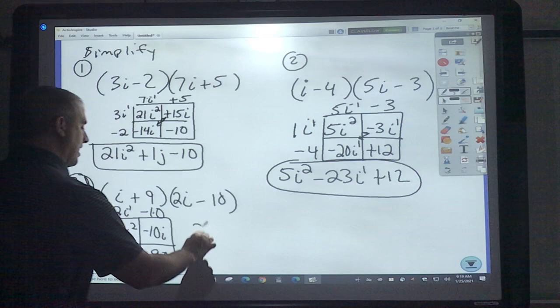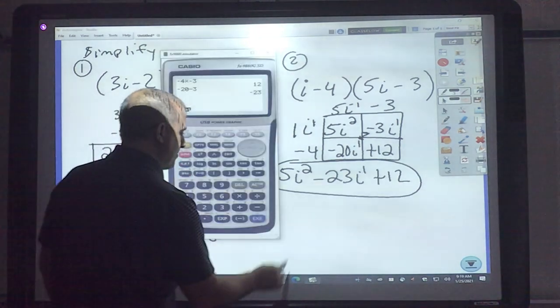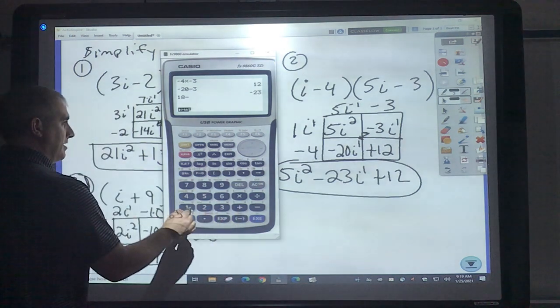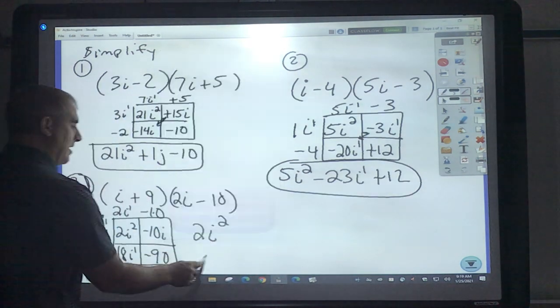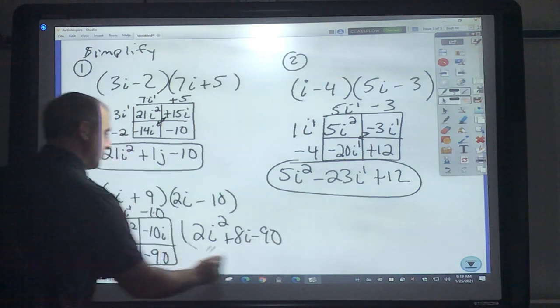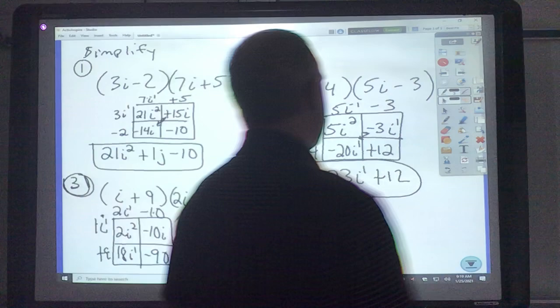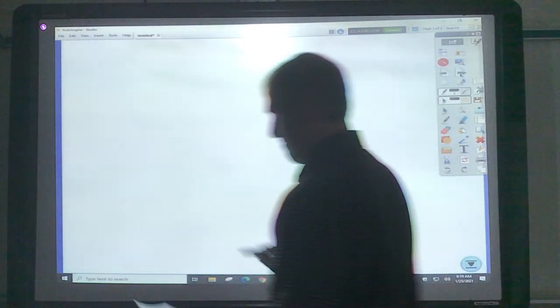Once again, I got 2i squared. I want to combine those, so that's going to be positive 18 minus 10. In this case, it will give me positive 8i minus 90. So once again, the diagonal ones will be the only ones that combine. Let's have you guys do 3.